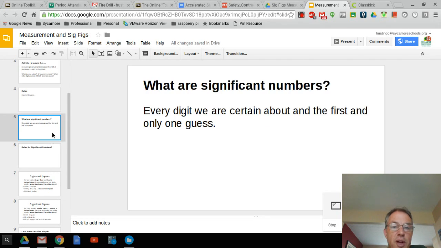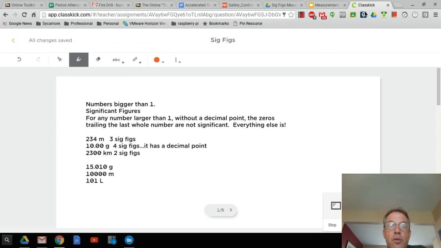So the bottom line is every digit that we're certain of in a measurement, and then the first and only first one that's a guess, is what we consider significant numbers and figures. And now we're going to figure out how we calculate with those, and how we determine how many significant figures are in a measurement.